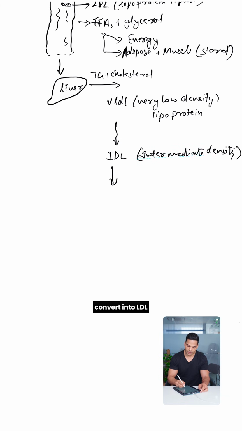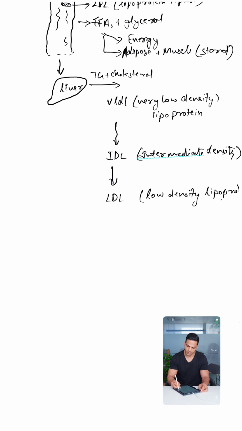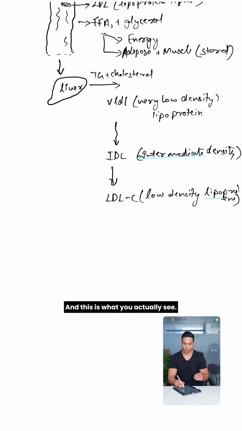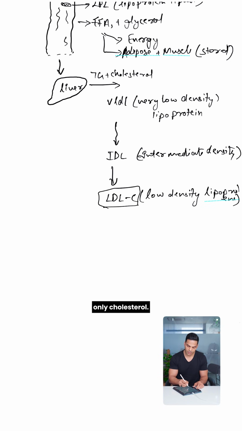And then further they will convert into LDL, or low density lipoprotein. And this is what you actually see on your reports: LDL-C, along with the total cholesterol. So from the VLDL, where you had triglycerides along with cholesterol, it got into intermediate density lipoproteins, where you still have some amount of triglycerides and cholesterol, and in LDL-C you are left with only cholesterol.